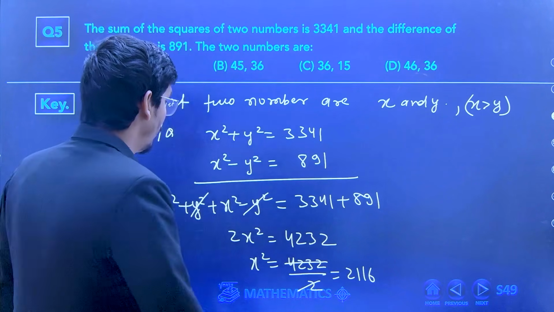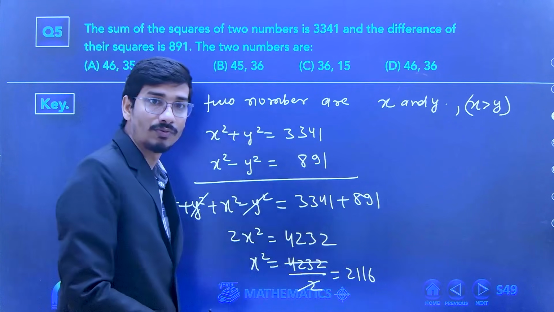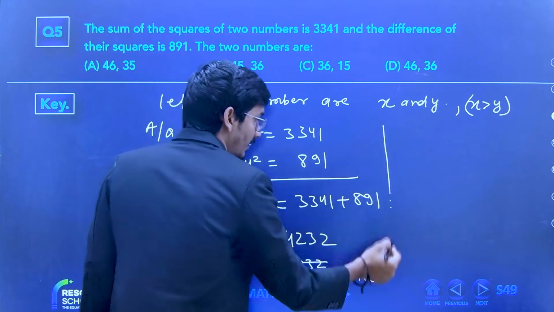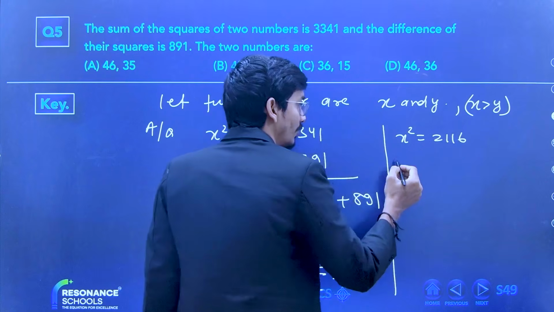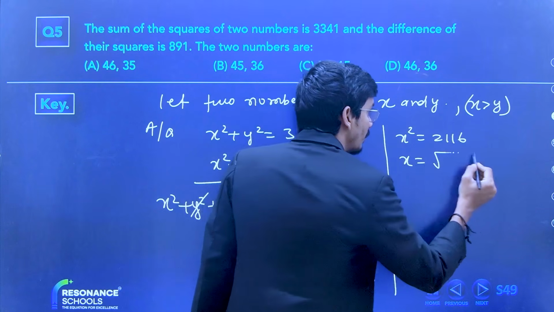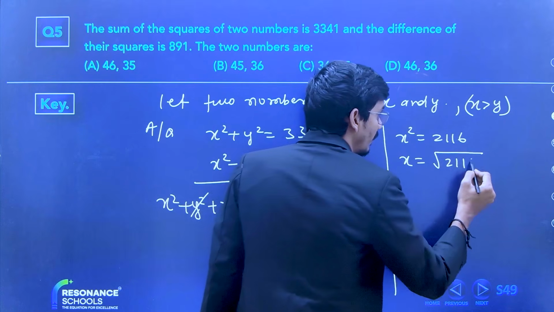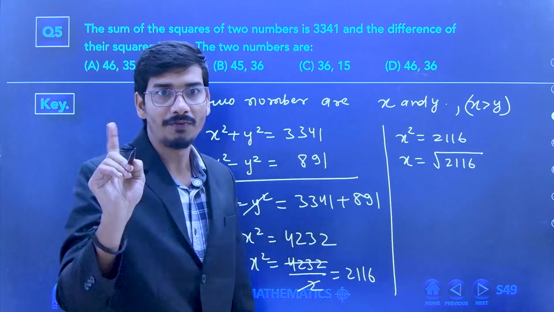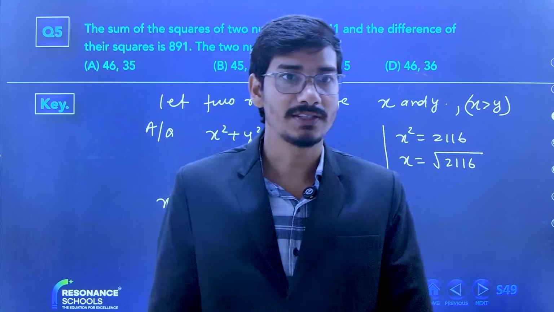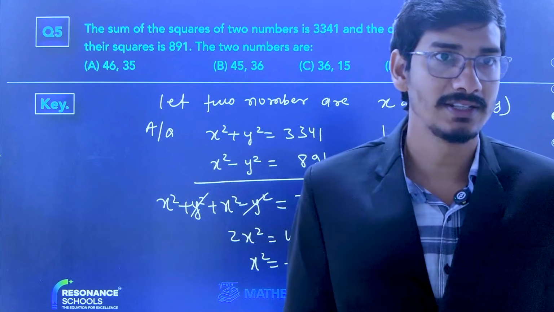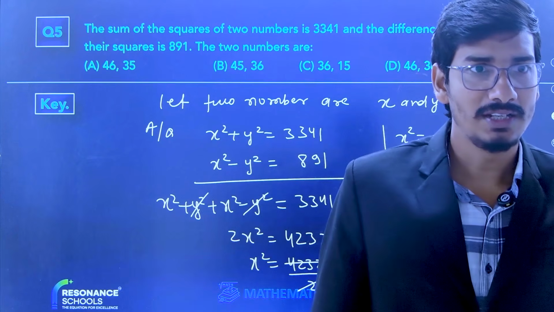So x square equals 2116. So what is x, beta? The square root of 2116. Now all of you tell me, what is the square root of 2116? Yes, 46, 46. Yes, all are telling yes.